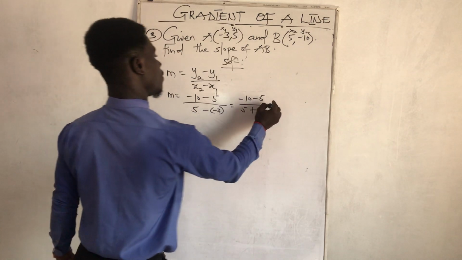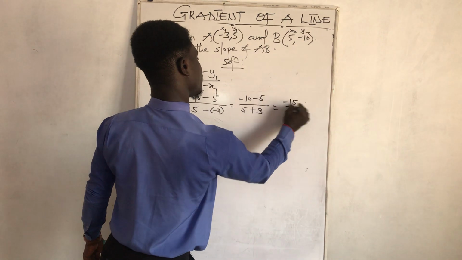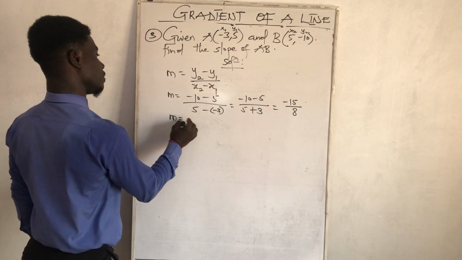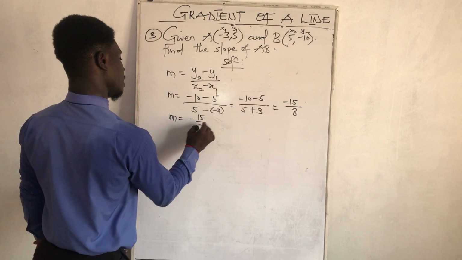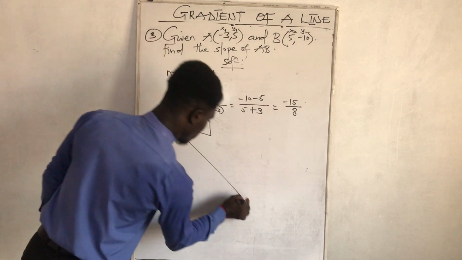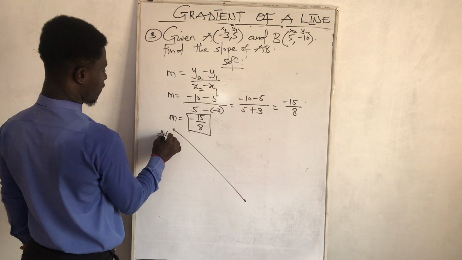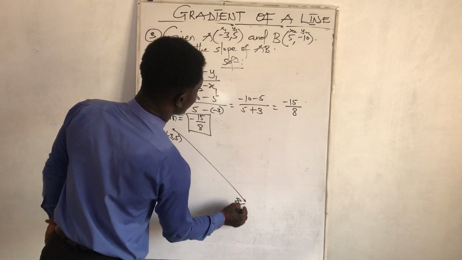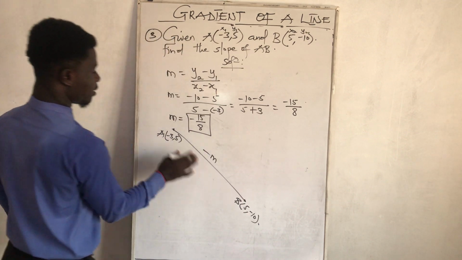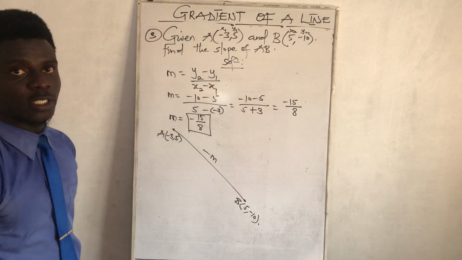Right. So I get negative 10 minus 5, which is negative 15, all over 5 plus 3, which is 8. So I can say that m is equal to negative 15 over 8. And we can determine the line. Because the gradient is negative, the line is decreasing. I have point A, which is (-3, 5), then point B, which is (5, -10). So negative gradient. Very, very simple. You can watch it very carefully.